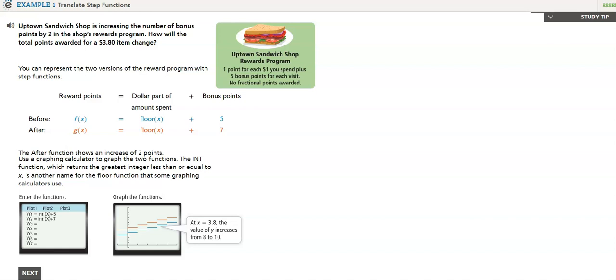What I want you to see here is this is where the original step function was graphed, and then everything moved up 2. So that's really what we're talking about when we're talking about a translation or a transformation. It's how does the graph differ from what we had to what we're going to have. And that's what we just talked about.